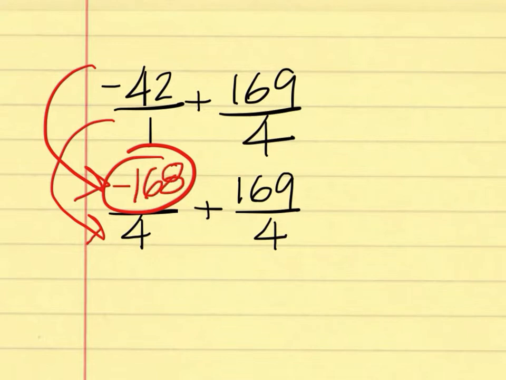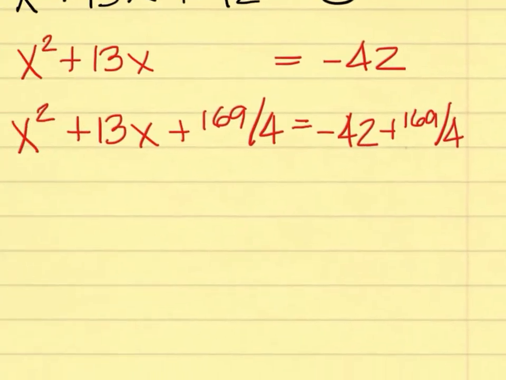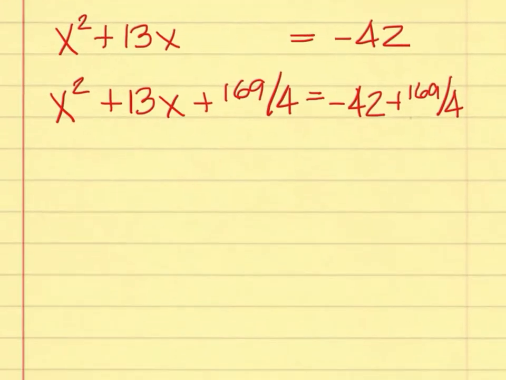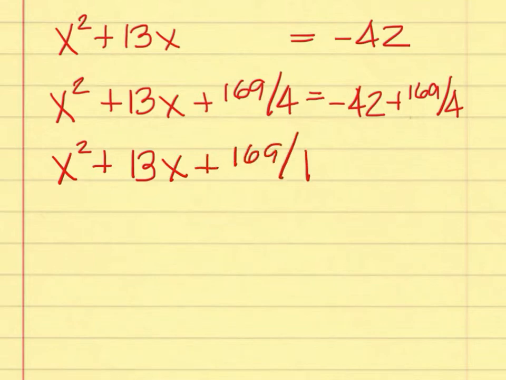What is my next step now to adding these two fractions, Baldrige? You add -168 and 169 and get 1. That's right, it would be 1 over what? 4. Yeah, that's it. So we can go back over here to this side and rewrite what we have: x squared plus 13x plus 169 over 4 equals 1/4.